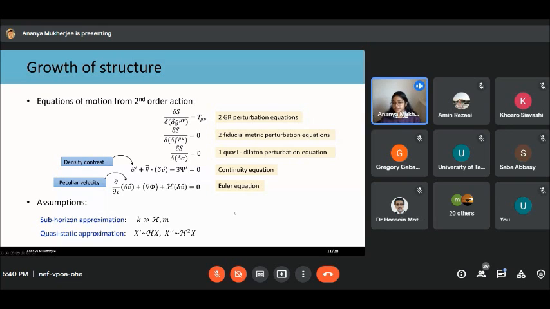Since we are mostly interested in studying the evolution of the matter overdensity delta, we are making the following assumptions. We are looking at the subhorizon level, where the wave vector k is much bigger than the Hubble rate and the mass of the graviton, and we are also making the quasi-static approximation, where we approximate the time derivative of the perturbation to be Hubble times the perturbation.